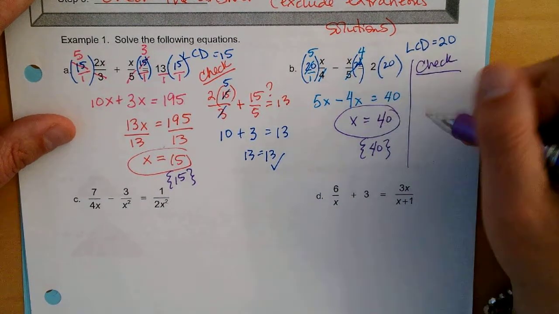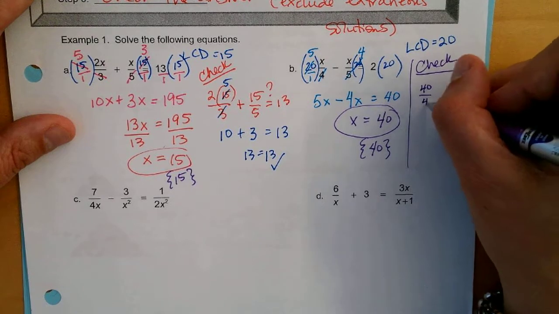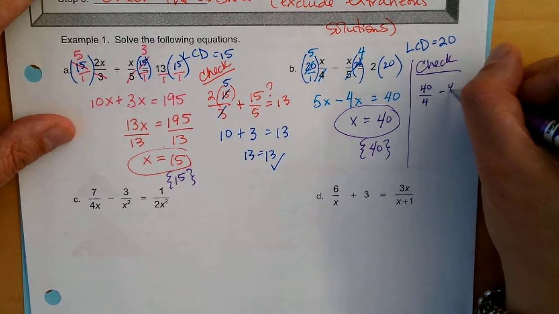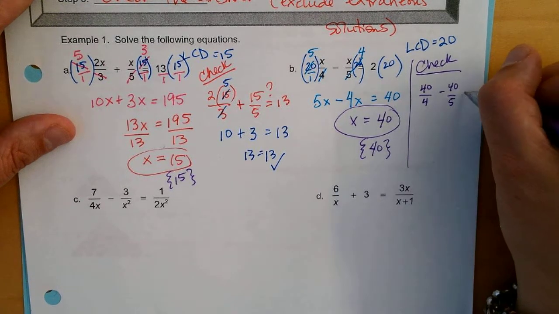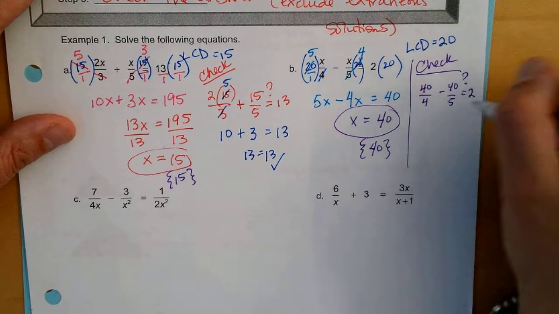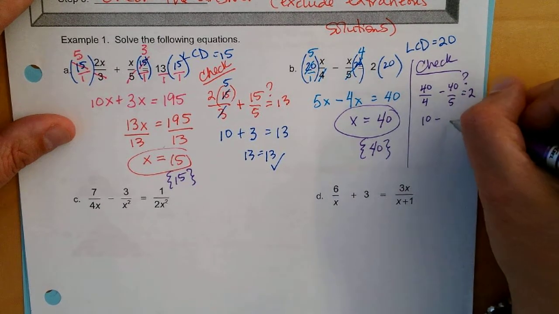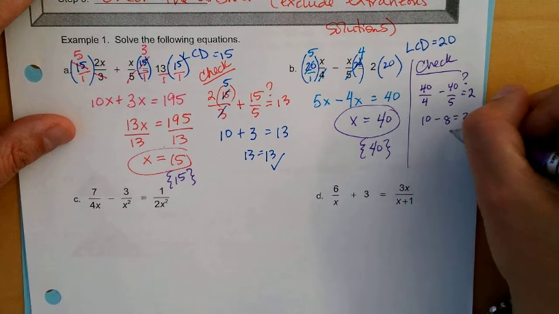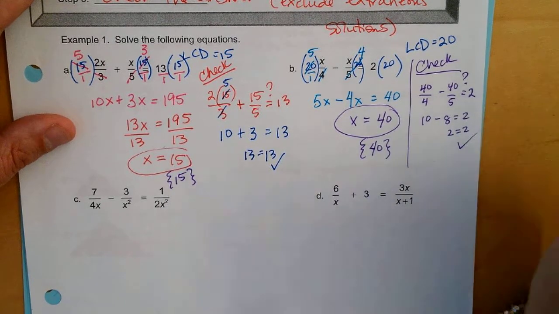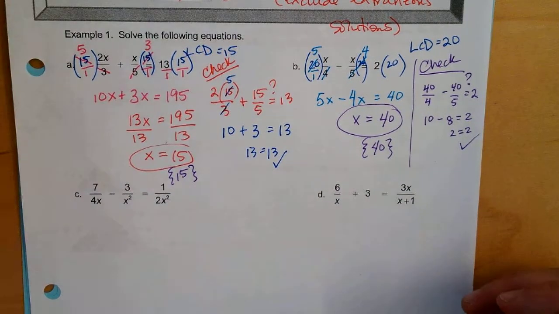I'm going to do a check. To check it, I'm going to plug it in. 40 divided by 4 minus 40 divided by 5. We want to know, is that equal to 2? That's 10 minus 8 equals 2, and 2 equals 2. That checks out, and so that means my solution really is 40.